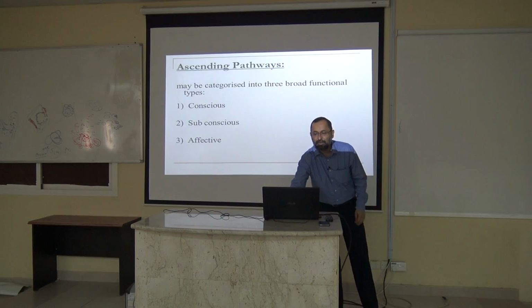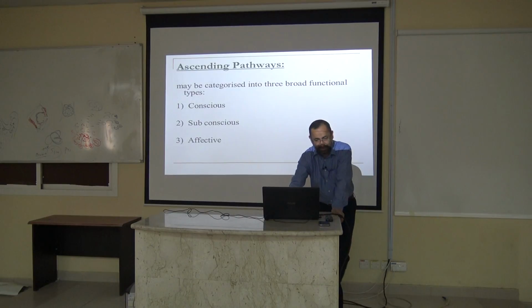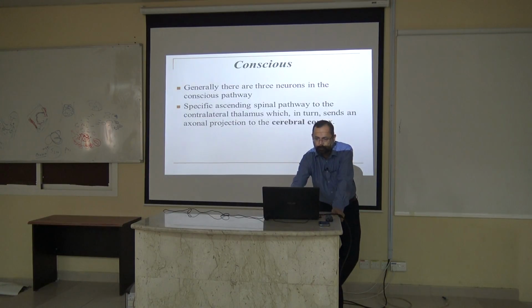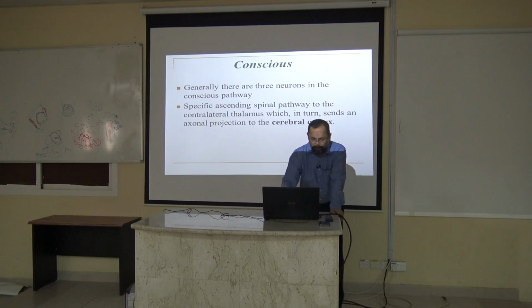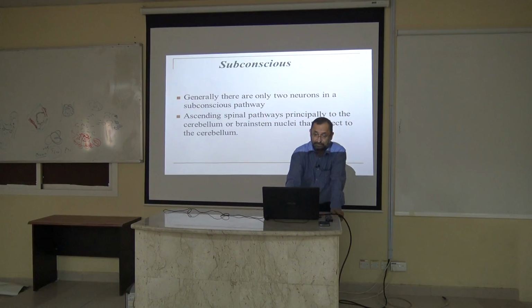So we divide them into three basic categories: conscious, subconscious and affective. Affective means related to emotions. Conscious sensations are projecting to the cortex, we know that. They are passing through the thalamus and going to the cortex.